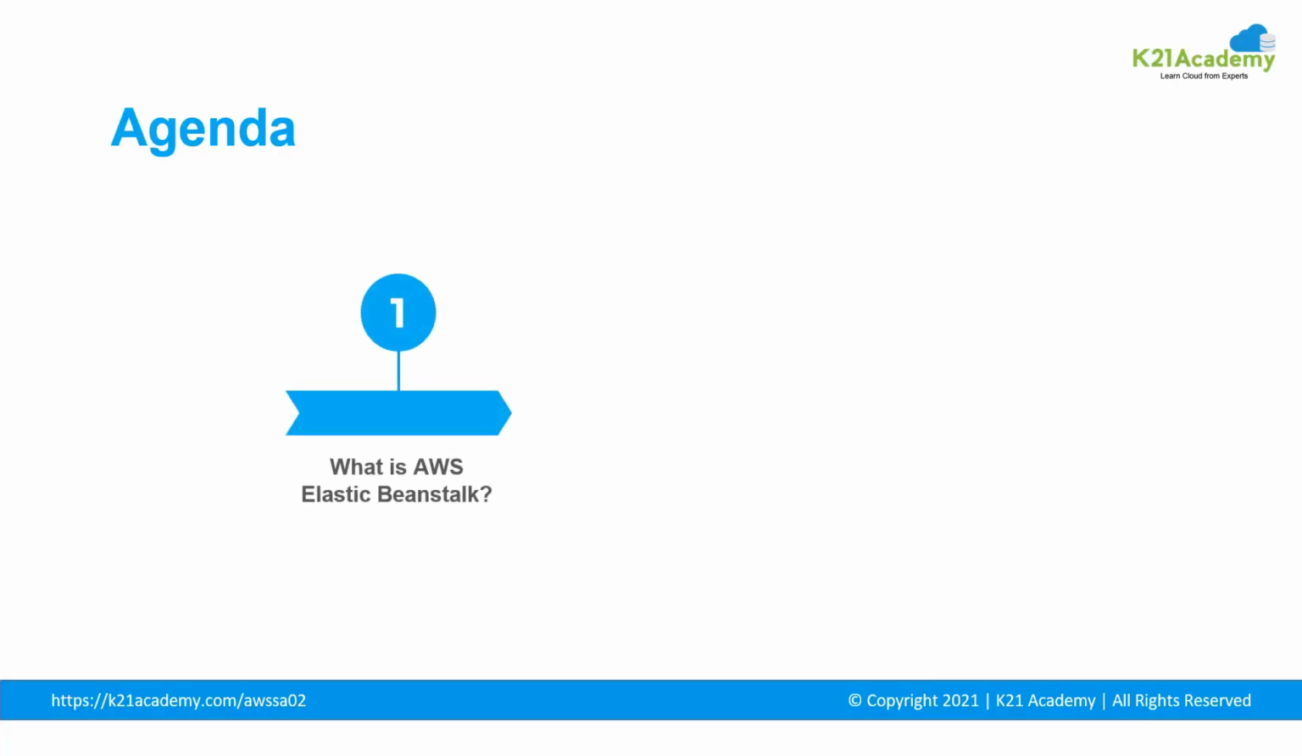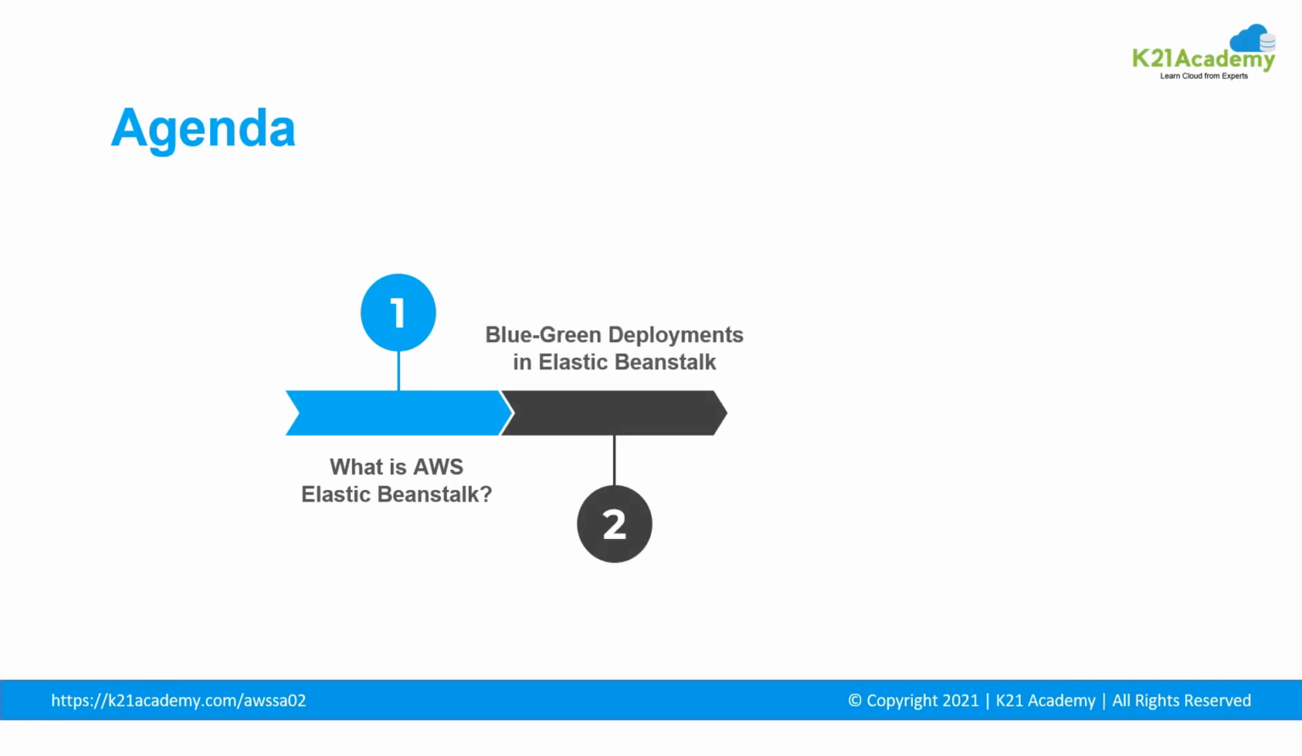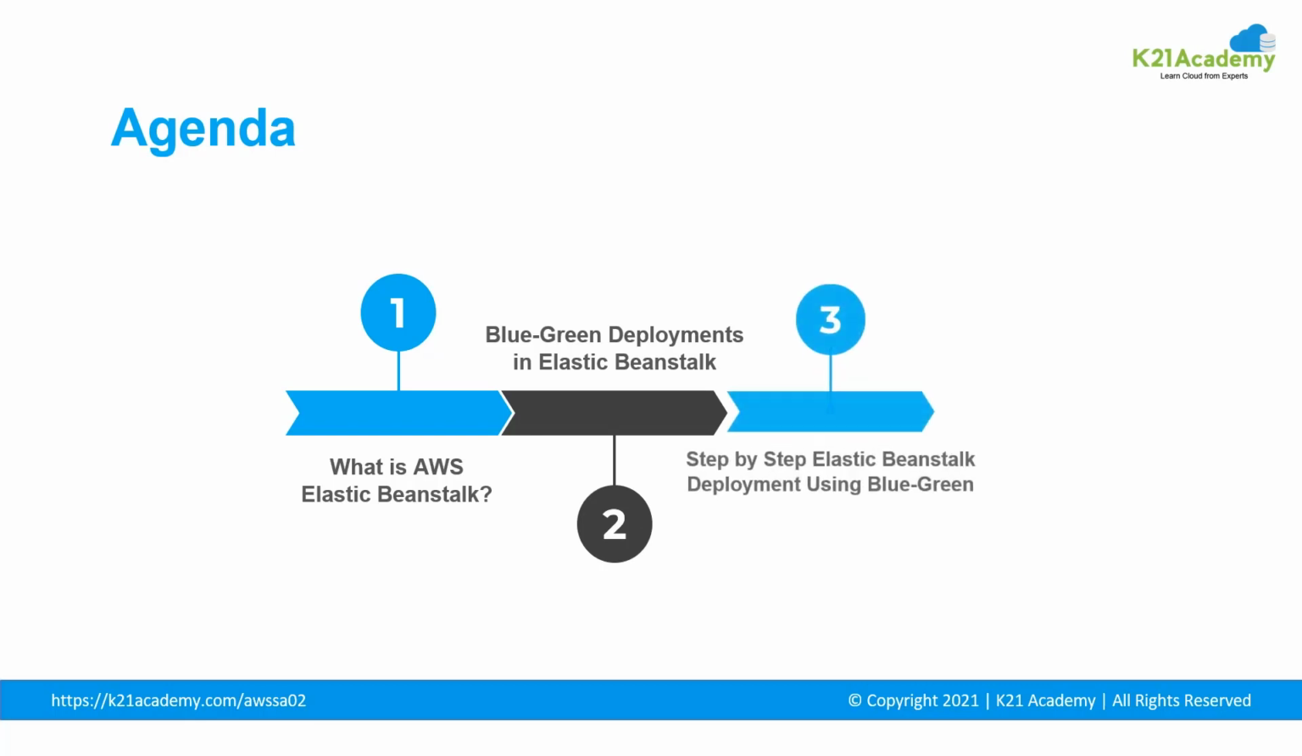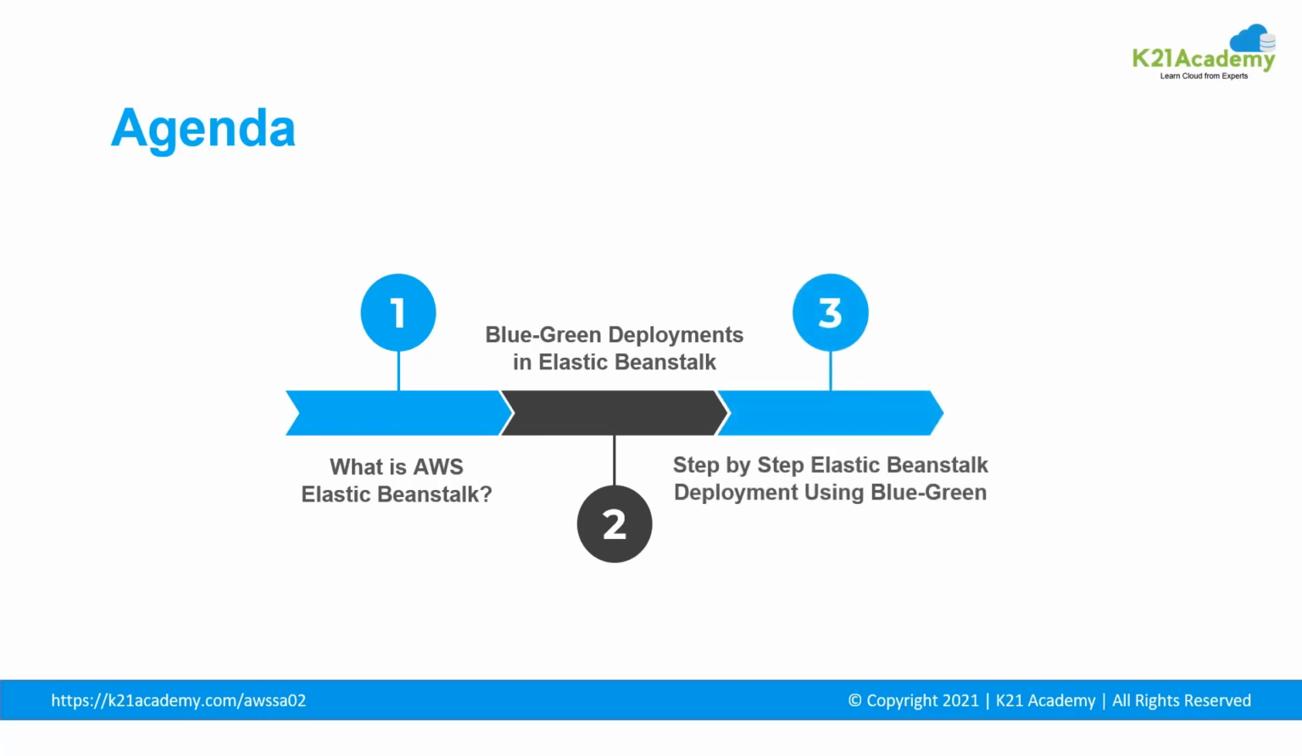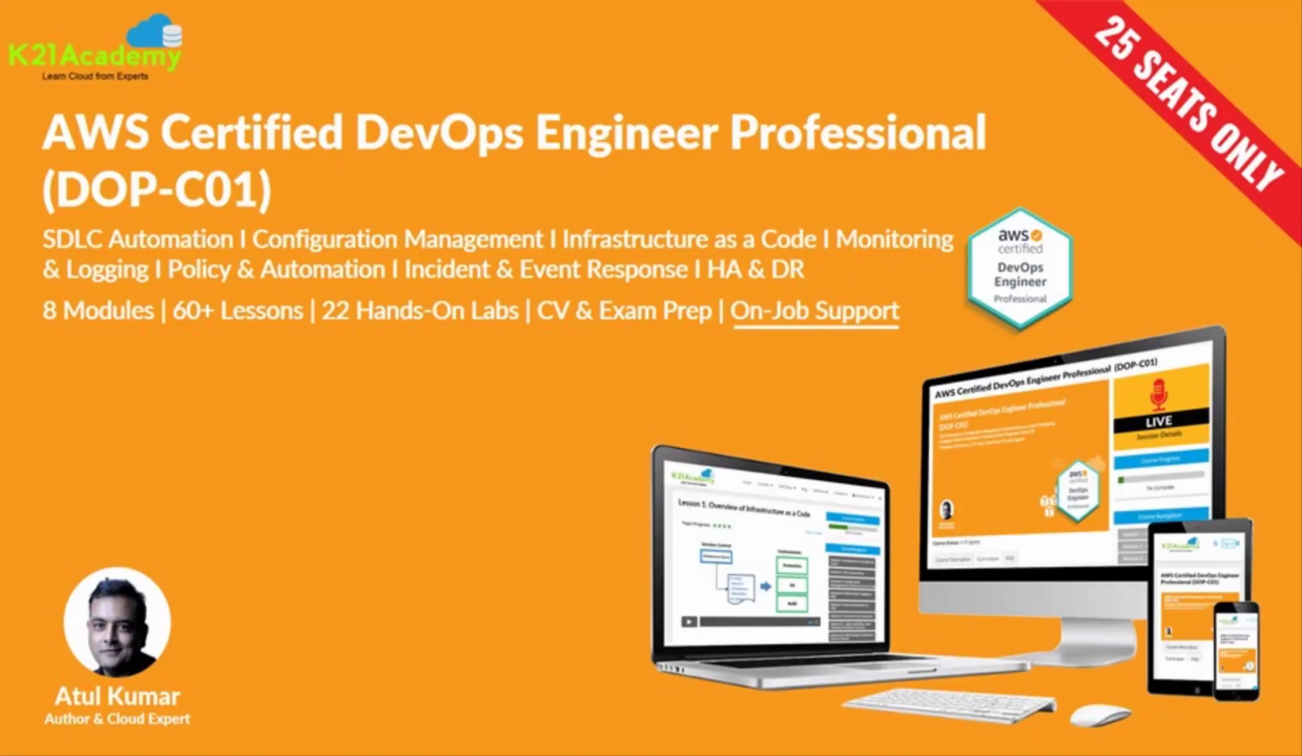Now let us take a quick glance at the agenda. Firstly, we will be getting introduced to AWS Elastic Beanstalk, and then we will discuss blue-green deployments in Elastic Beanstalk, and then finally, we will be doing step-by-step Elastic Beanstalk deployment using blue-green. We have taken a clip from one of our certification training programs on AWS Certified DevOps Engineer Professional DOP-C01. In this clip, our expert will deploy Elastic Beanstalk using blue-green deployment model.